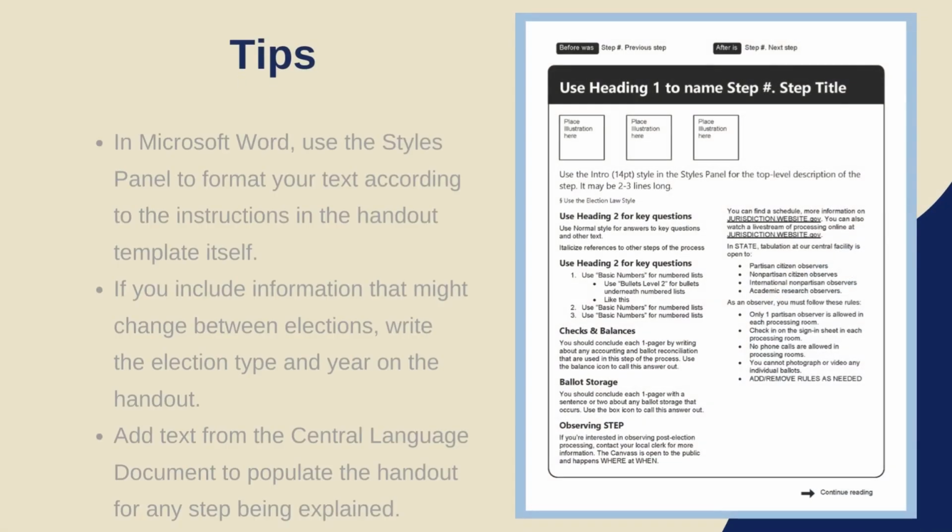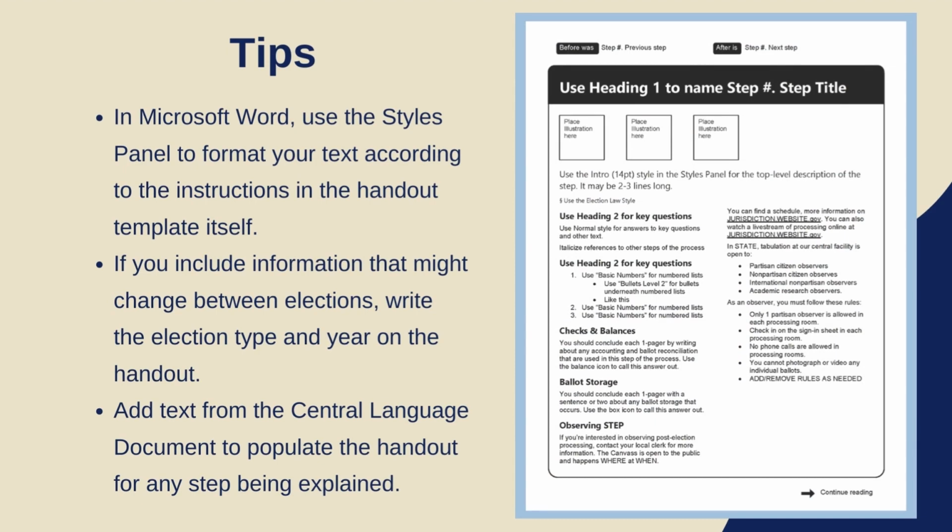Tips. In Microsoft Word, use the Styles panel to format your text according to the instructions in the handout template itself. If you include information that might change between elections, write the election type and year on the handout. Add text from the central language document to populate the handout for any step being explained.